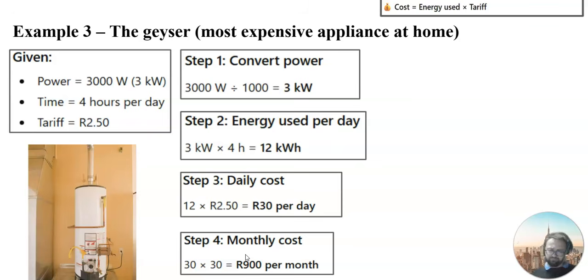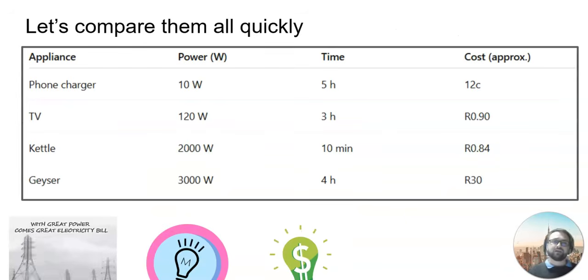So your geyser is your biggest electricity consumer in most homes. Switching it off for part of the day can actually save hundreds, if not thousands of rands a month. Now, let's compare them all quickly. When I look at all of my appliances here on the left hand side, my phone charger, a TV, the kettle, and the geyser, I can see that the power, the wattage, is with the phone charger only 10 watts, TV is 120 watts, kettle 2000, and the geyser 3000 watts.